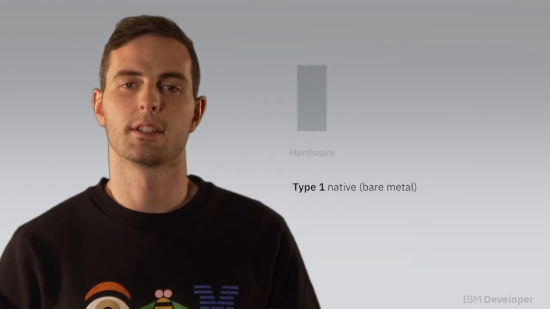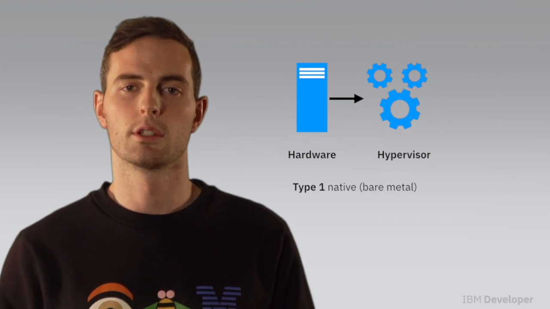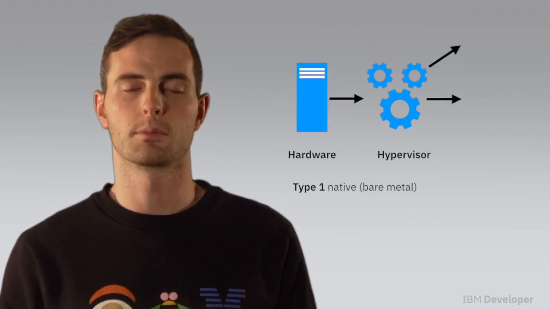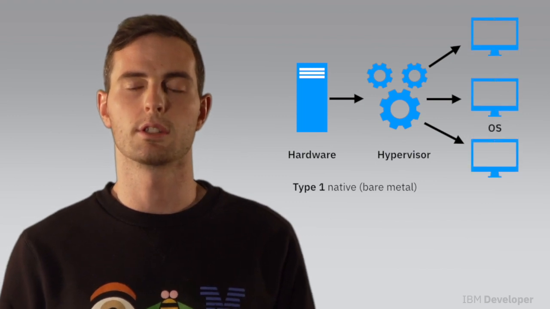There are two types of hypervisor. The first is a Type 1 or bare metal hypervisor. These are installed directly onto the hardware of the host machine. The virtual machines that they run directly on the computer's infrastructure.